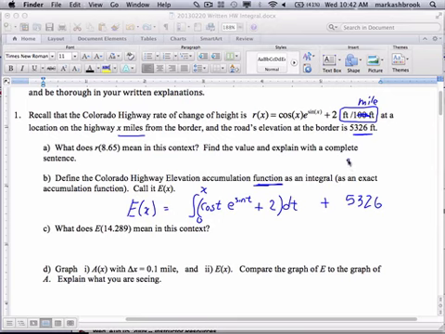Okay, so sorry if that was confusing. If it's x miles, then the rate should be in feet per mile. Okay, any questions on defining that function, B? Okay, so what is E of 14.289? Yeah, Andrew. Sure, absolutely. I think it should still be feet per 100 feet because the elevation is measured in how many feet it changed over 100. Yeah, you're right. Thank you. Okay, so this is correct.